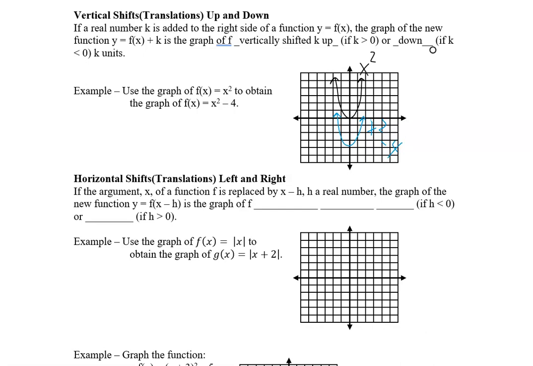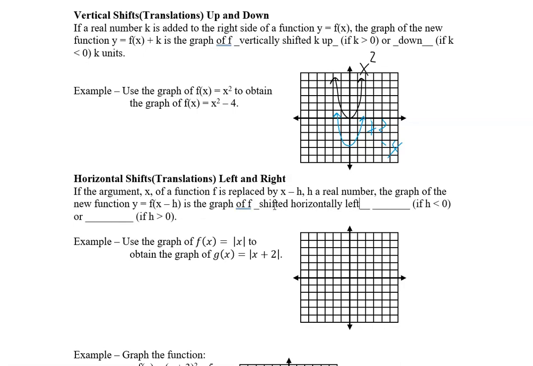Just like we can have vertical shifts up and down, we also have horizontal shifts or translations to the left and right. If the argument x of a function f is replaced by x minus h, h being a real number, the graph of the new function y equals f of x minus h is the graph of f shifted horizontally left if h is less than 0, or right if h is greater than 0.